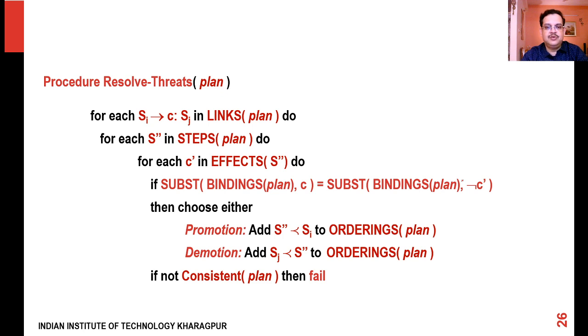And similarly, when we want to resolve threats, there also we need to see whether the threat can happen under any binding. That is, remember that the C and the C dash that you see here may not be exactly the same because one may not be instantiated fully, or maybe both are not instantiated fully. But if there is a binding under which they unify, then under that binding it may so happen that the link is being threatened by the new action, and in that case again we have to follow the steps of promotion and demotion.